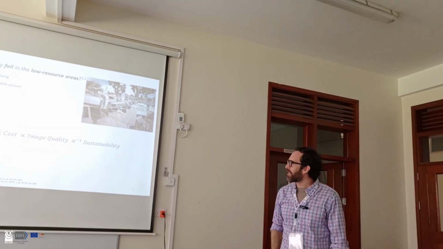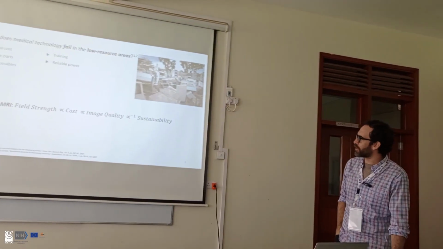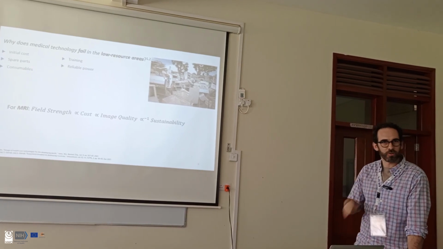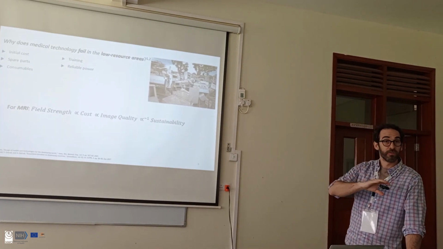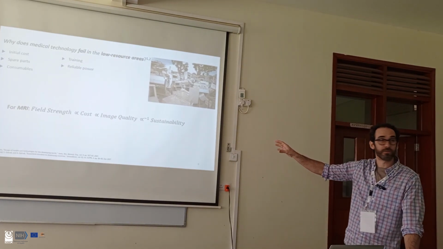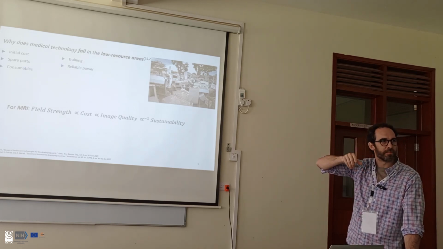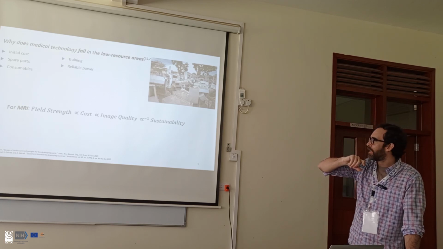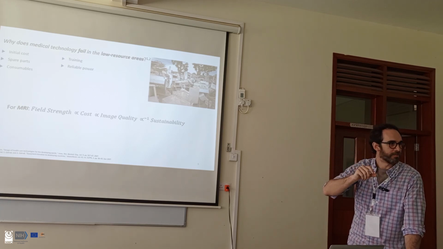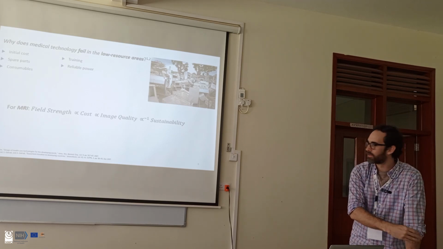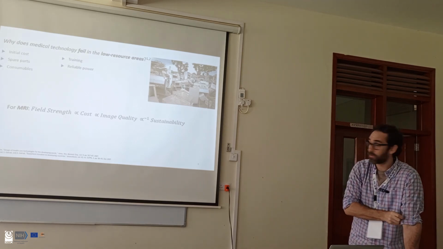And so for MRI, you start thinking of field strength as proportional to the cost of the technology, proportional to the image quality too, right? But maybe inversely proportional to the sustainability of the technology on a global scale. And that last part is really important if you actually want to use it in places that have fewer resources.